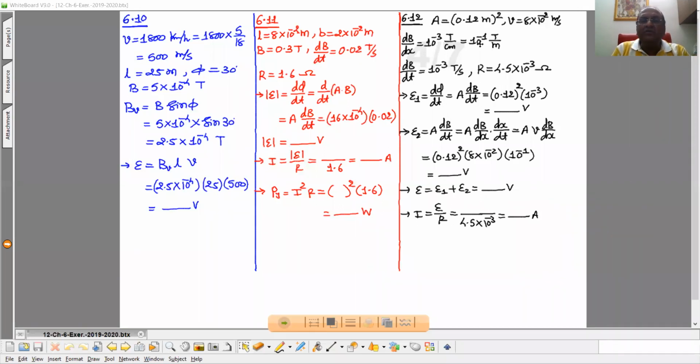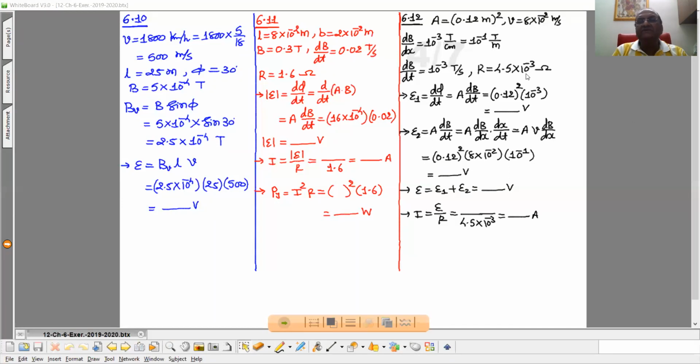Area is given to you, 0.12 meter whole square, because the side is 0.12 meter. V is 8 into 10 raised to minus 2 meter per second. Now dB by dx is 10 raised to minus 3 Tesla per centimeter. Convert this centimeter into meter, so we can write 10 raised to minus 1 Tesla per meter. Now dB by dt is given to you, 10 raised to minus 3 Tesla per second, and resistance 4.5 milliohm.